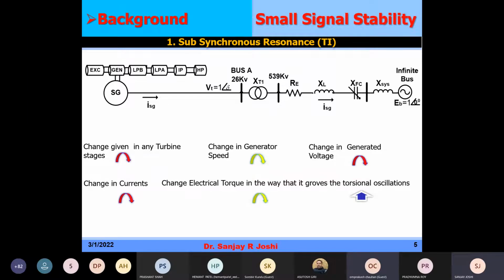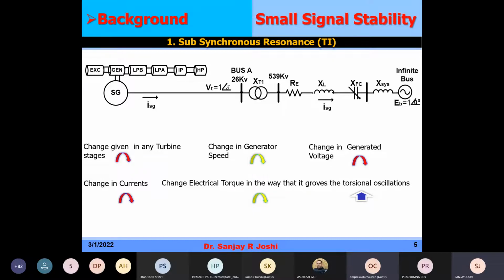And if you see subsequently, the shaft sections between the two masses are elastic. The masses and the shaft are twisted according to these torques, right? And this is known as torsional interaction.